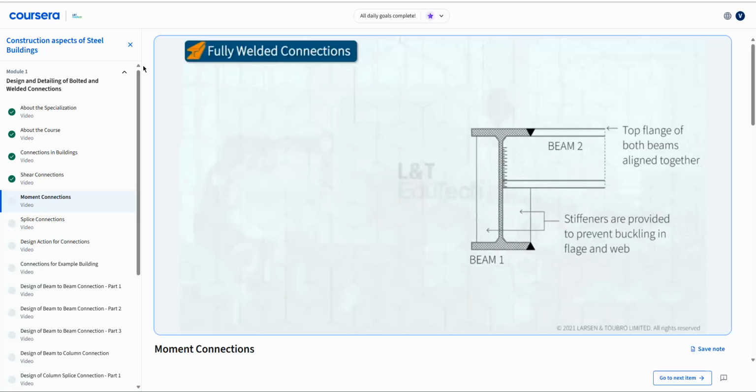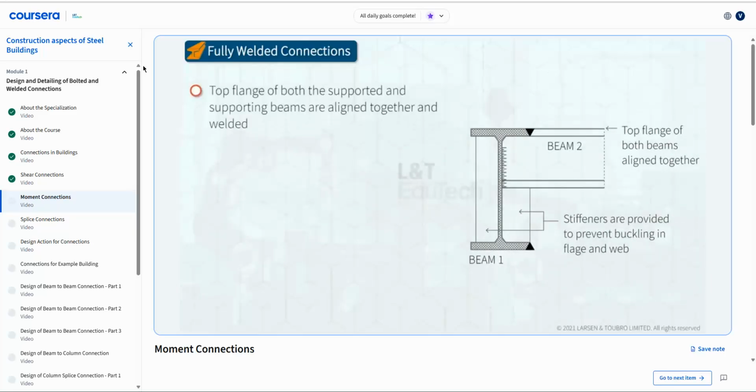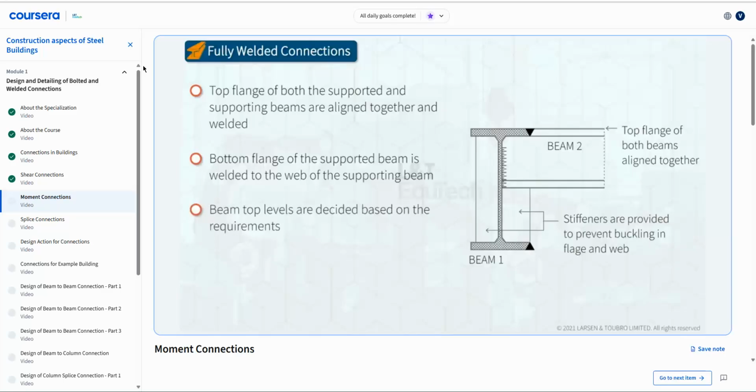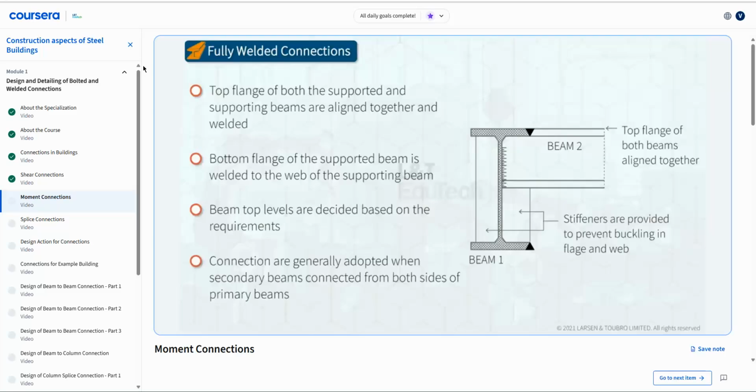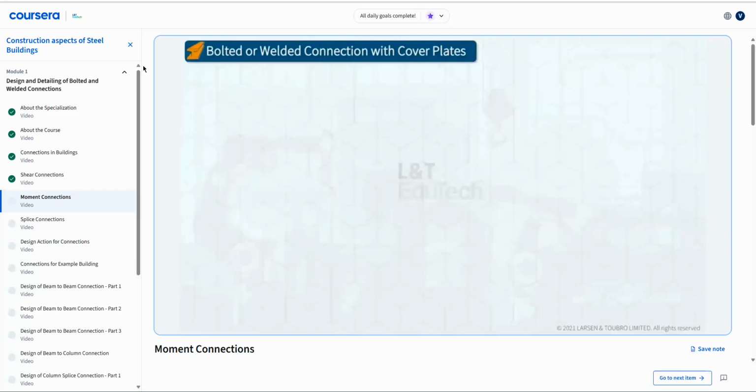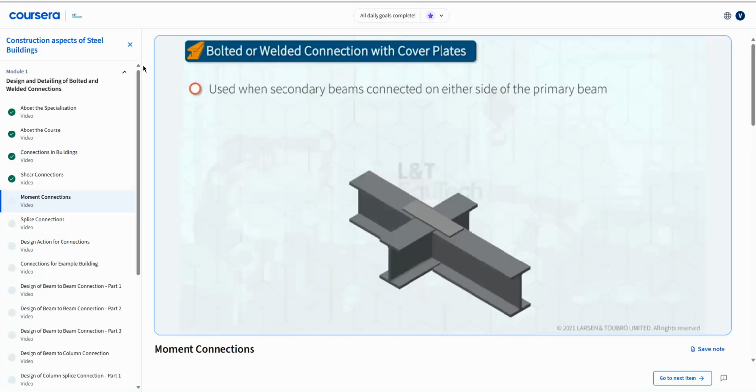In this case, generally the top flange of both the supported and supporting beams are aligned together and welded. The bottom flange of the supported beam is then welded to the web of the supporting beam. However, you have to note that the beam top levels are decided based on the requirement. This type of connection is generally adopted when we have secondary beams connected from both sides of primary beams. These types of connections are used when we have secondary beams connected on either side of the primary beam.